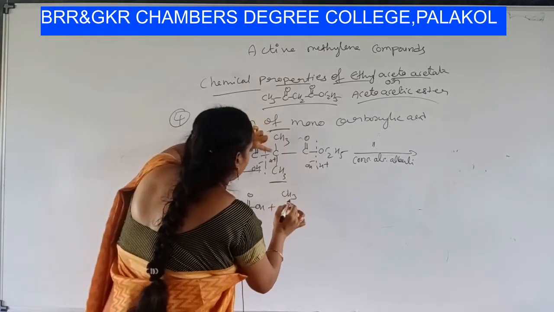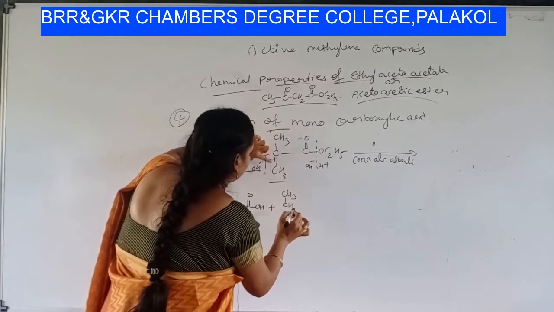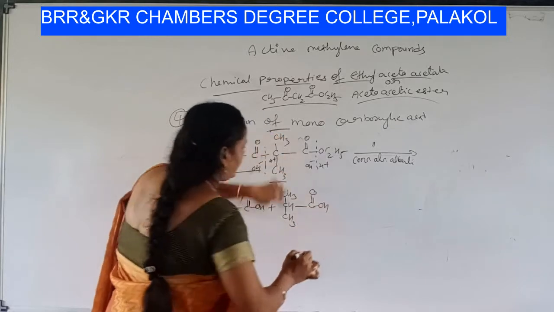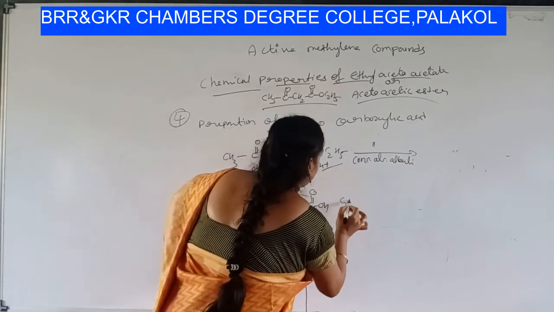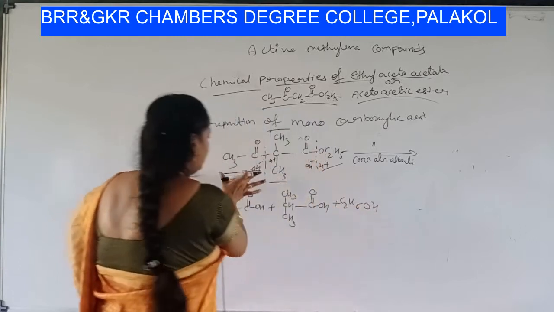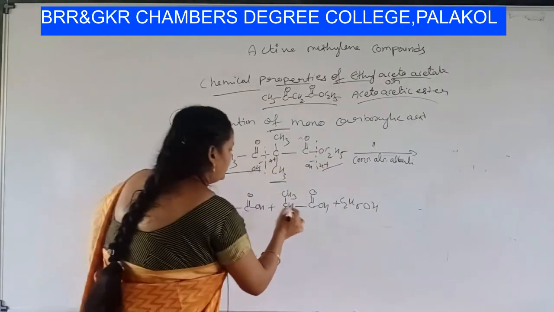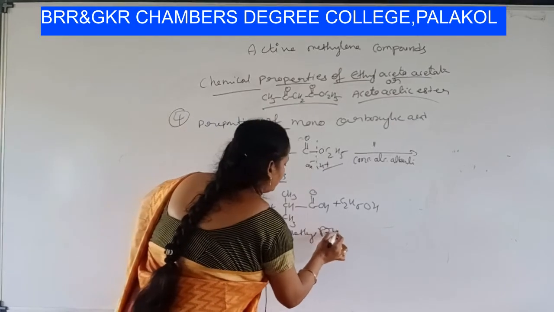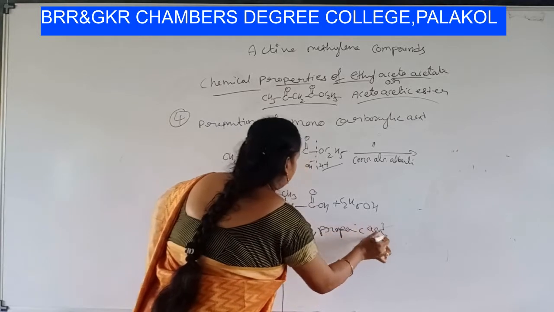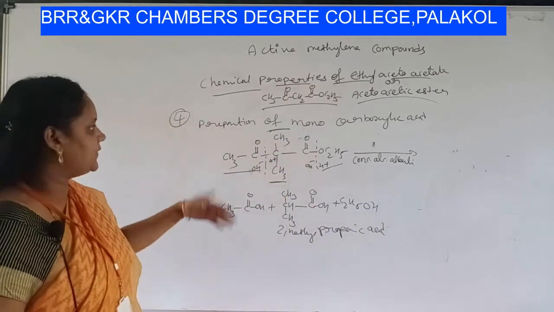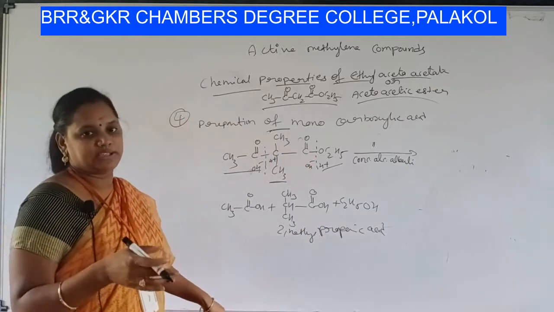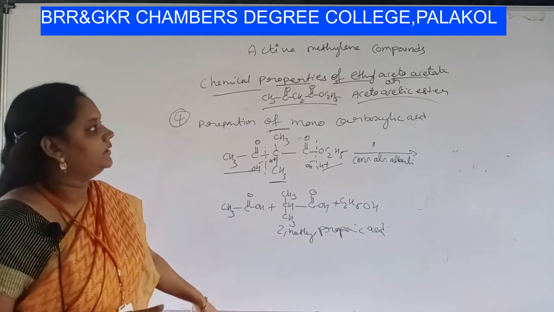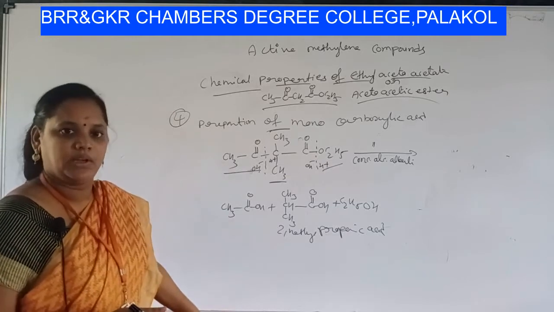You will get CH3 CH. If you add CH here, CH3, for this we have to add COOH, right? Plus this is C2H5OH. Okay, students, you have to combine this and write it down. So you got 2-methyl propanoic acid. In this way we can prepare monocarboxylic acids from monoalkyl and dialkyl derivatives of ethyl acetoacetate. Okay, students?